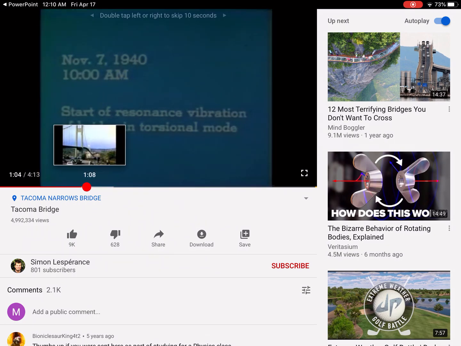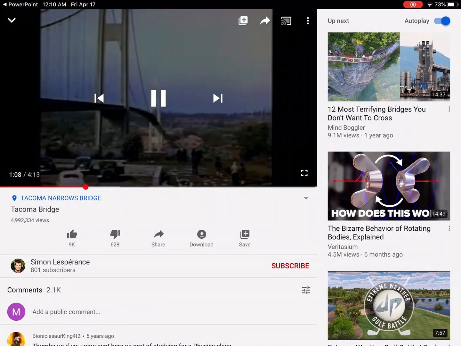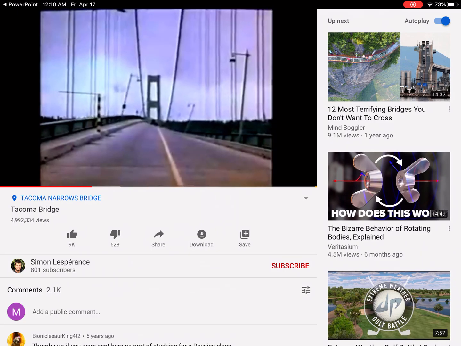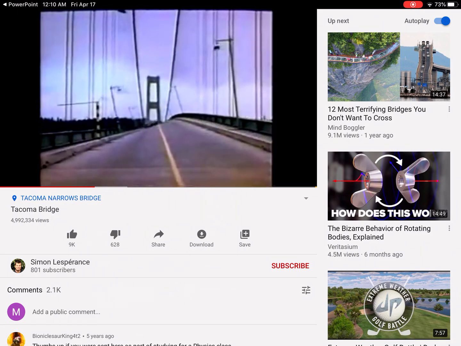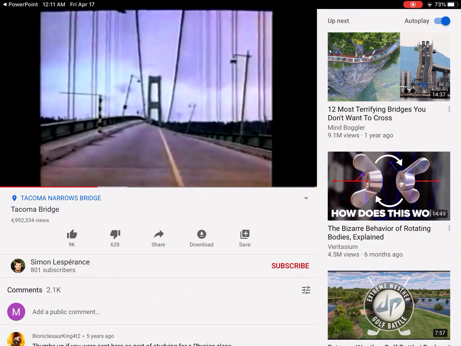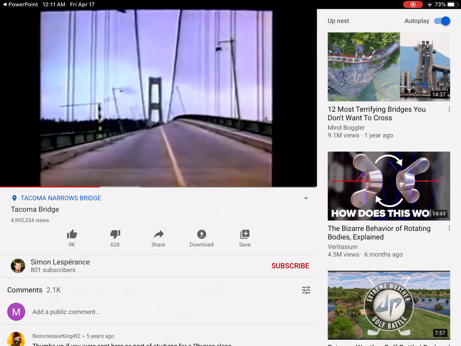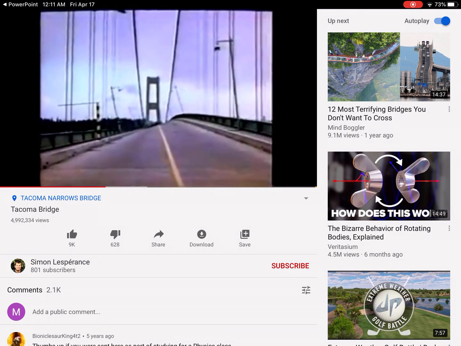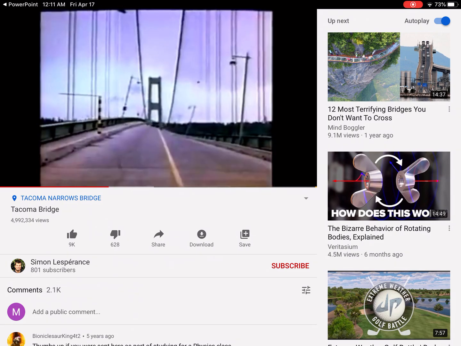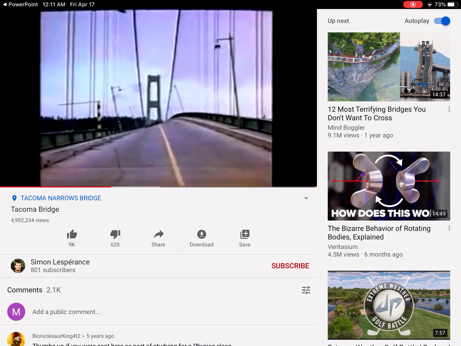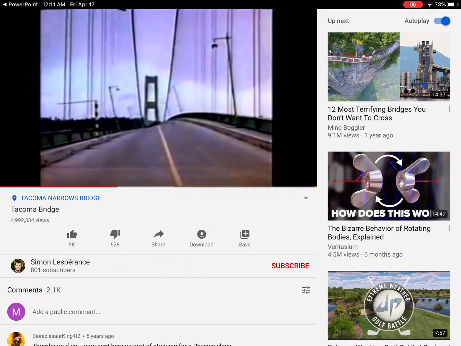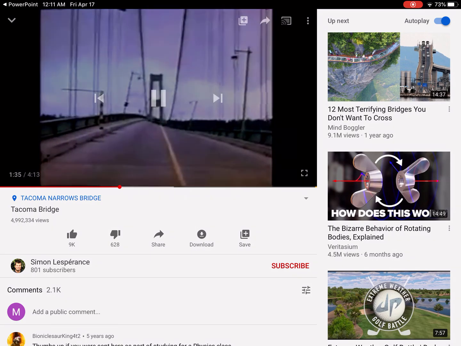People were driving across it, and on November 7th the bridge suddenly went into a twisting motion. And here, the wind speed was a steady 42 miles per hour. This was enough to keep the bridge oscillating in one of its natural modes of vibration with a period of 5 seconds. This is not Disneyland. This is an actual bridge that was built not considering resonance frequencies. A professor of engineering went out to see.